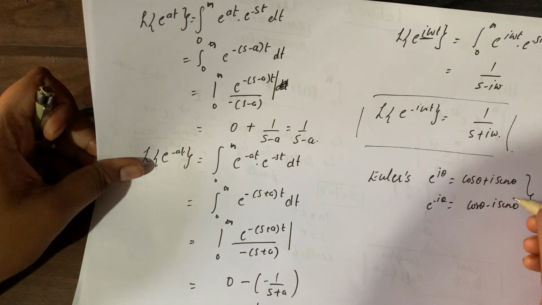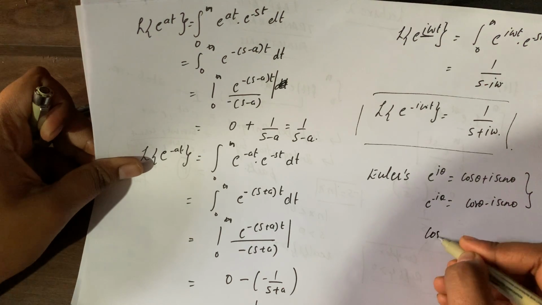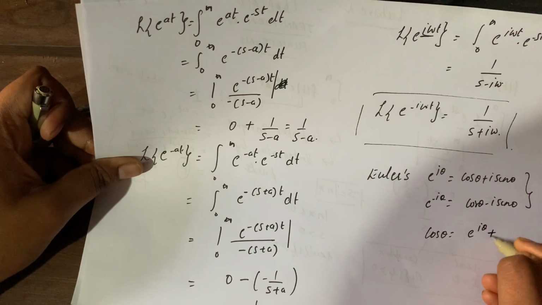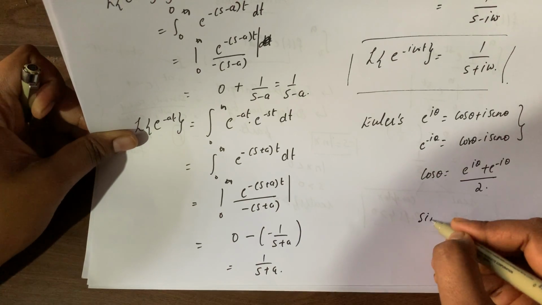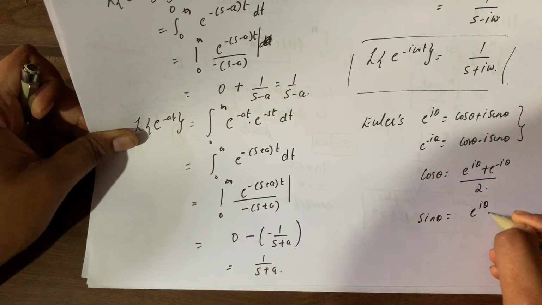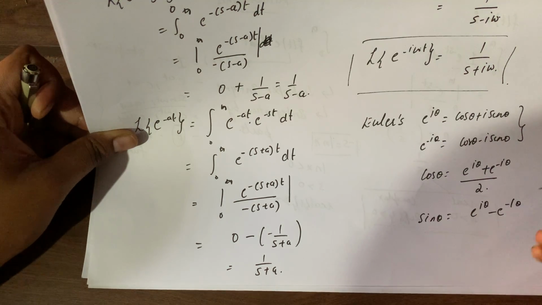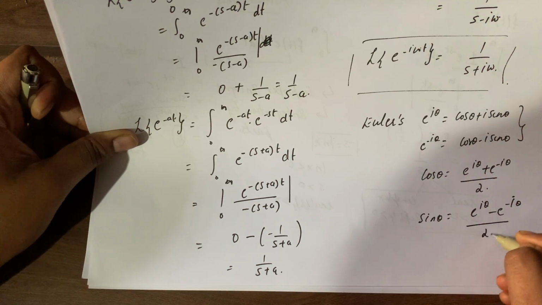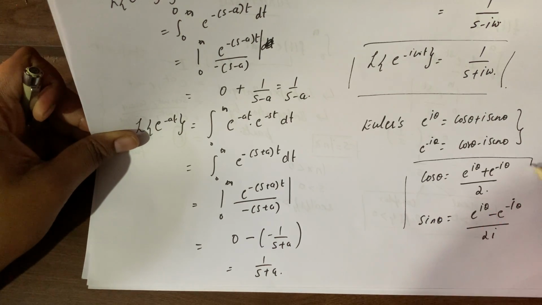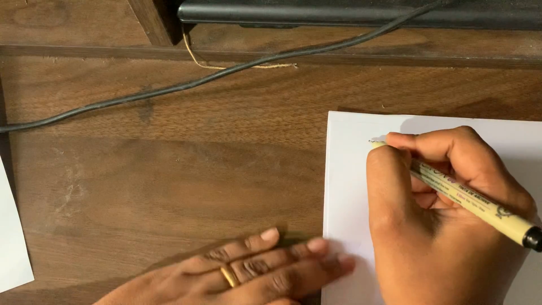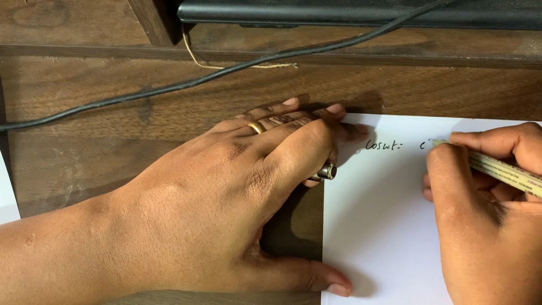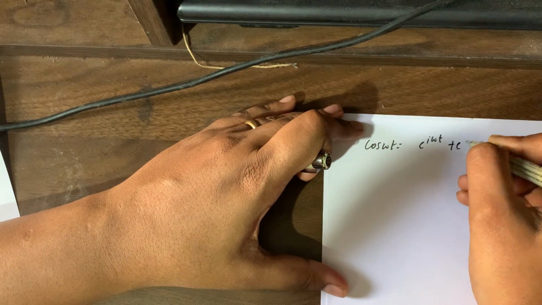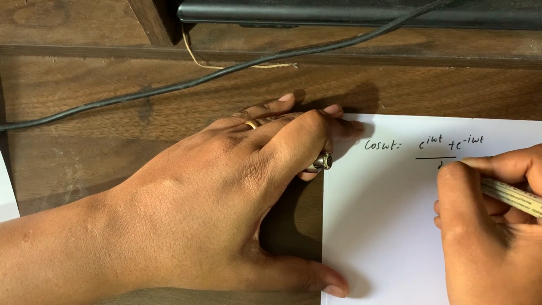So if you eliminate sine theta from these two, you will get cos theta is equal to e to the power of i theta plus e to the power of minus i theta, divided by 2. Similarly, sine theta is equal to e to the power of i theta minus e to the power of minus i theta, divided by 2i. So we know these two formulas. Now we can write cos omega t as e to the power of i omega t plus e to the power of minus i omega t, divided by 2.